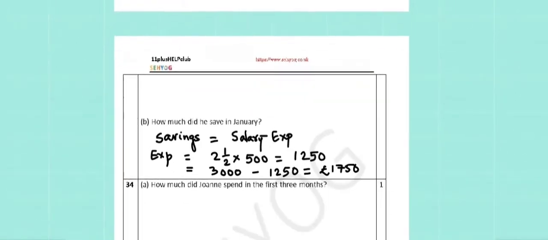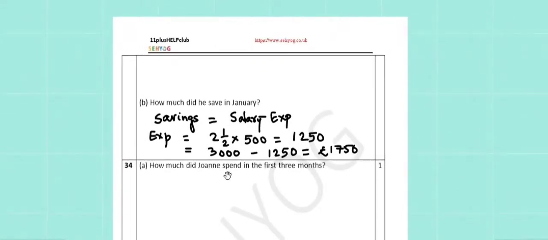times 500 pounds. So, after calculation, 2.5 times 500 is 1250. Now we can calculate the savings, that is salary minus expenses, 1250 pounds. 1750 is our answer. How much did Joan spend in the first 3 months?